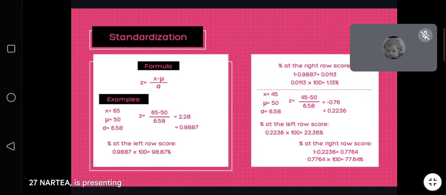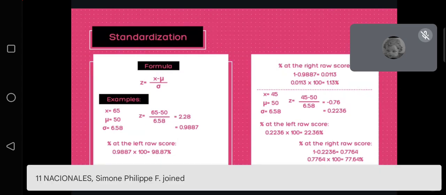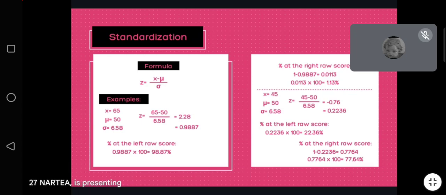To get the probability at the right side, we subtract it from 1 again, and the answer is going to be 0.7764. We multiply it by 100 to make it a percentage, so we have 77.64%. So that is all that you have to learn for the normal curve, normal distribution, the z-score, and the 68, 95, and 99.7 rule.